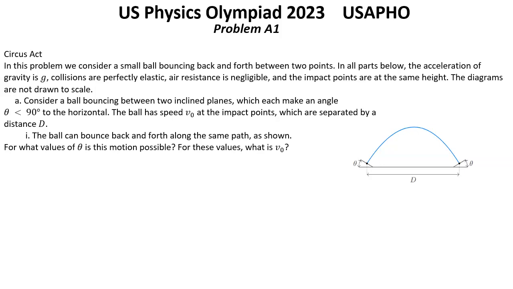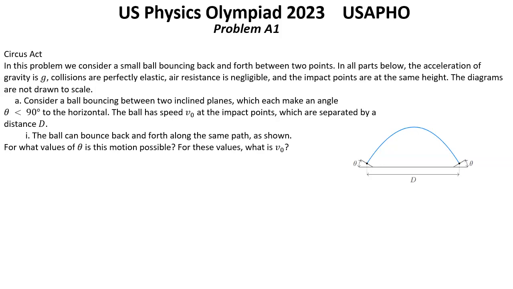Solution for question A. Consider a ball bouncing between 2 inclined planes, which each make an angle theta less than 90 degrees to the horizontal. The ball has speed v0 at the impact points, which are separated by a distance d. First, the ball can bounce back and forth along the same path, as shown. For what value of theta is the motion possible? For these values, what is v0?